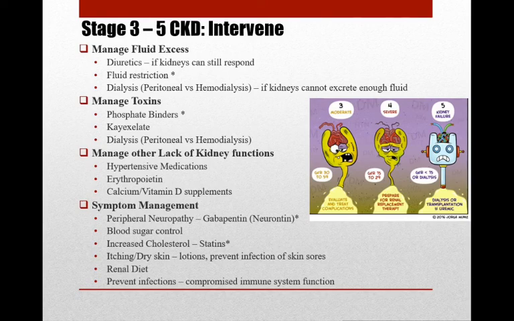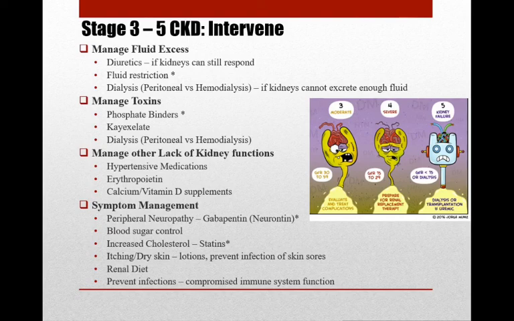They might need to add on extra blood pressure meds. You may need to add in erythropoietin if your anemia is bad. And like I said, calcium and vitamin D supplements. If you have peripheral neuropathy, so any of the stars next to it means we have extra slides coming up on these things. There's a bunch of drug slides coming up for management of chronic kidney disease.